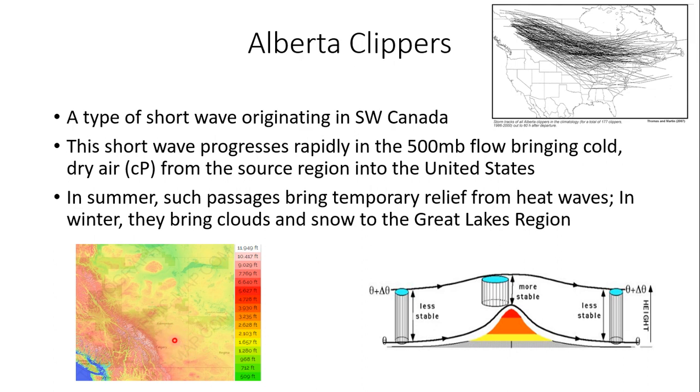And then that system is going to follow these general tracks. If you look at the dark lines here in the upper right-hand corner, showing you the general tracks of these Alberta Clippers, this is from 1986 to 2000. This is a general track from Alberta, Canada province here on into the upper Midwest.